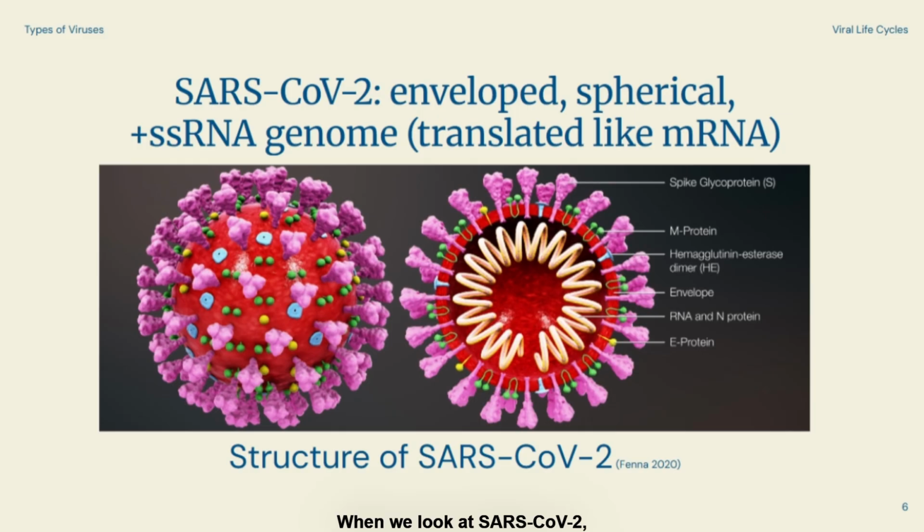When we look at SARS-CoV-2, we can classify it by its shape and structure. It is a spherical virus with an envelope. Its genome contains plus-sense single-strand RNA, as discussed in the previous slide.